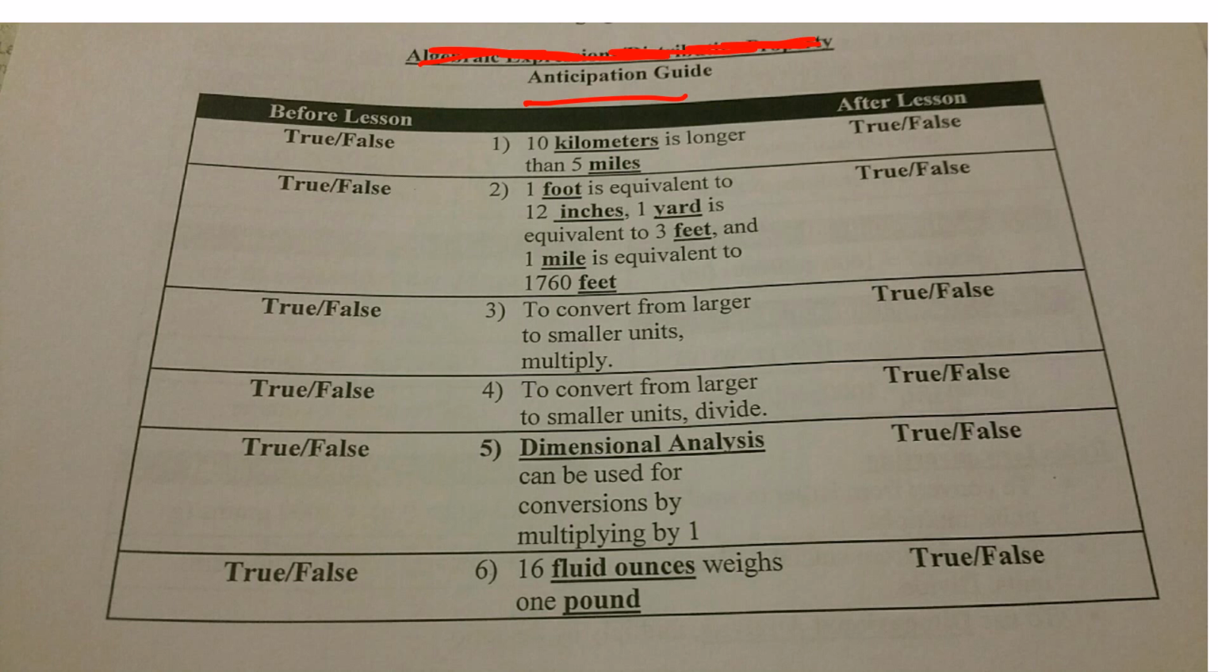Number 3, to convert from larger to smaller units, multiply. If you think that's true, circle true. If you think it's false, circle false. Number 4, to convert from larger to smaller units, divide. If you think that's true, circle true. If you think it's false, circle false.